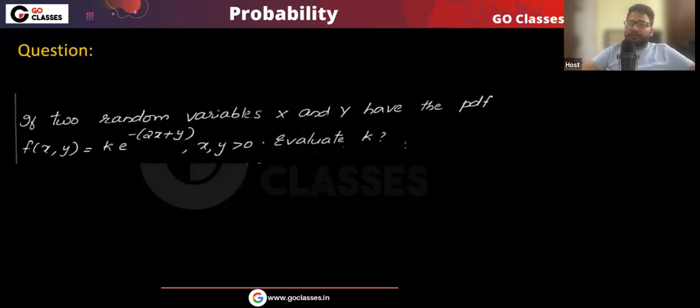Now let's see this question. What this question is saying: if two random variables x and y have the PDF something like this, can you evaluate this k? I think this is easy. You just need to double integrate, and then you can make it equal to 1, and then you can find out k. So you can try this as homework.